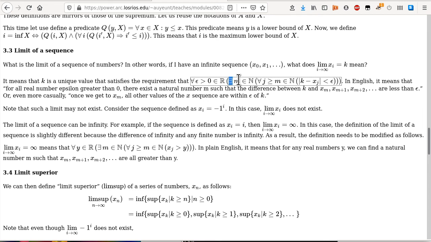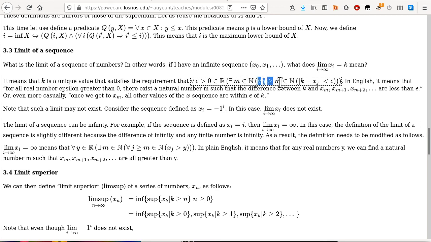So what do you mean by the following has to be true? What is the following? This is the quote unquote the following. The following has another quantifier. This is basically saying there exists a lowercase m that is a natural number. So for every epsilon that is greater than 0, there exists a natural number m such that what? And then we have another quantifier here.